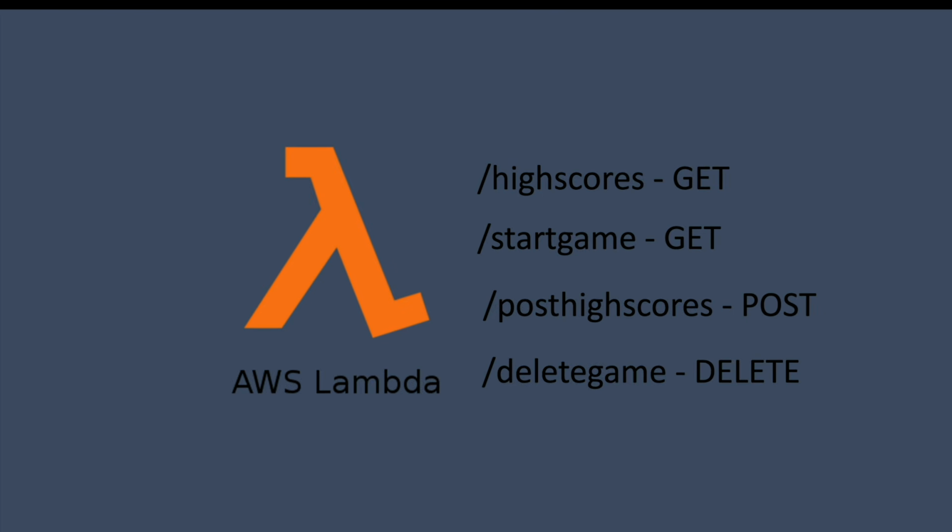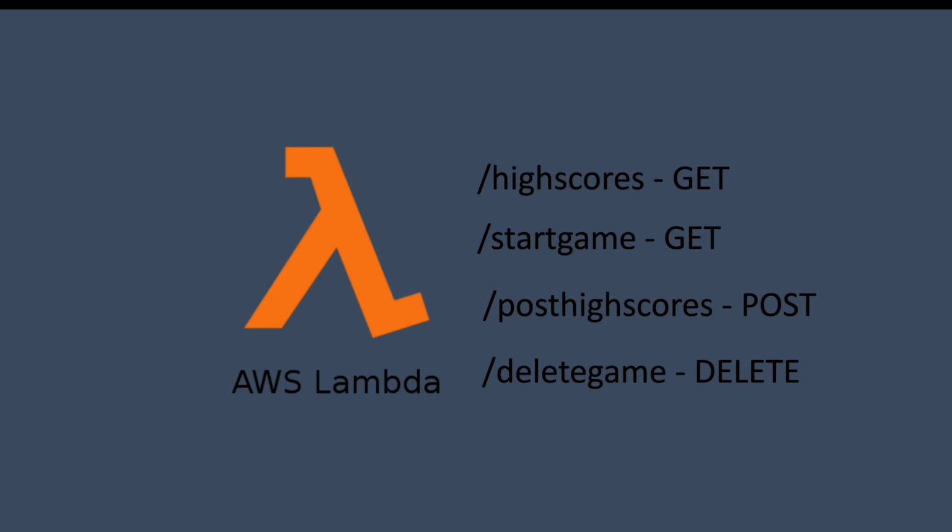We have a start game Lambda, which generates a UUID to identify the client's game. This is shipped to the client on game start, so the client can use this code to post their high score. If the client does not have one of these codes, they will not be able to post a high score. Next, we have the getScores Lambda, which retrieves all the scores, which is a maximum of 100, from the DynamoDB database where they're stored.